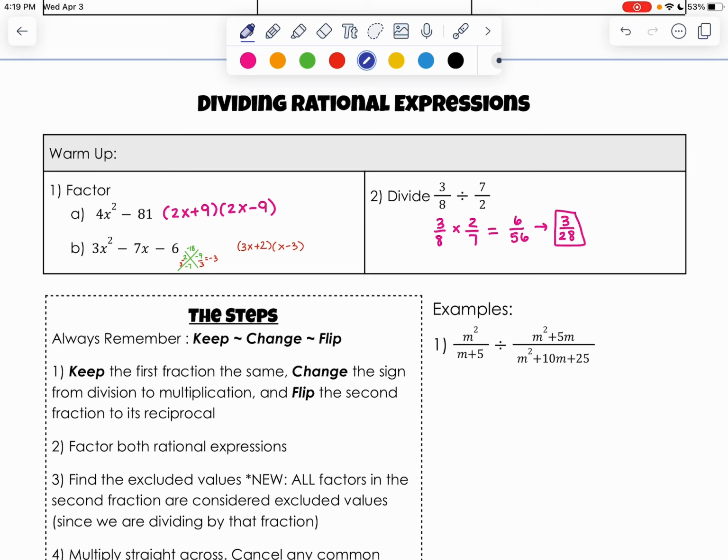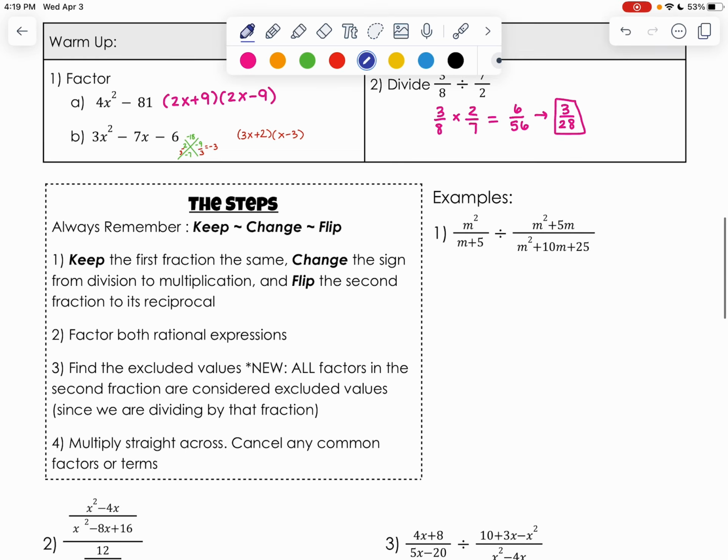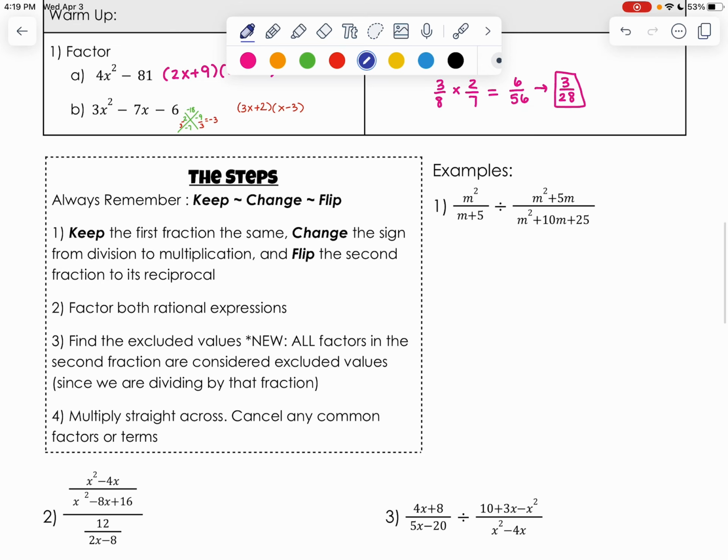When we do keep, change, flip, then we've changed division into multiplication, and that is an operation we're much more familiar with when it comes to operations with fractions. And that's the same process that we're going to use here for dividing rational expressions. So we see the steps on the left. Again, keep, change, flip is what we want to do. Keep the first fraction, change the sign, and flip the second fraction.